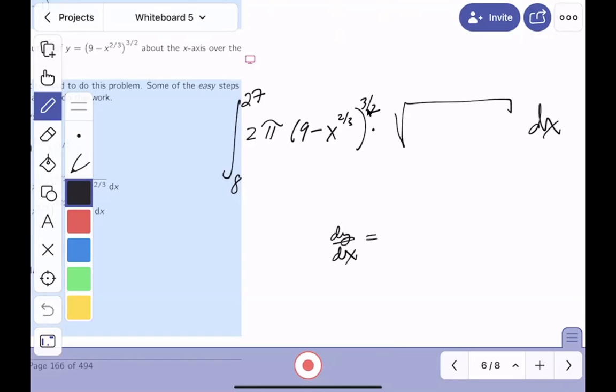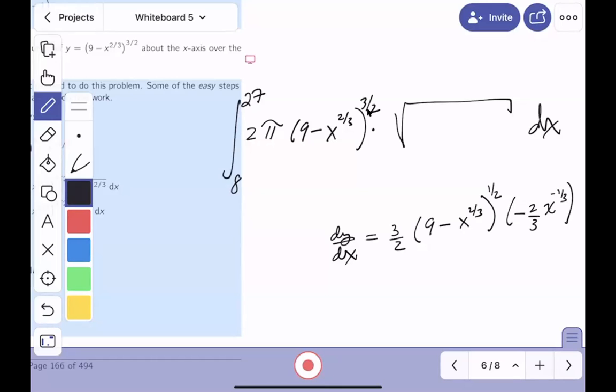dx equals 3 halves, 9 minus x to the 2/3. I've got to take 1 from the exponent, right? So it's going to be 1/2. And then I have to take the derivative of the inside, which is going to be minus 2/3 x. I take away 1 from that, so it's going to be minus 1/3. That's nasty. Let's just see if I did it right.